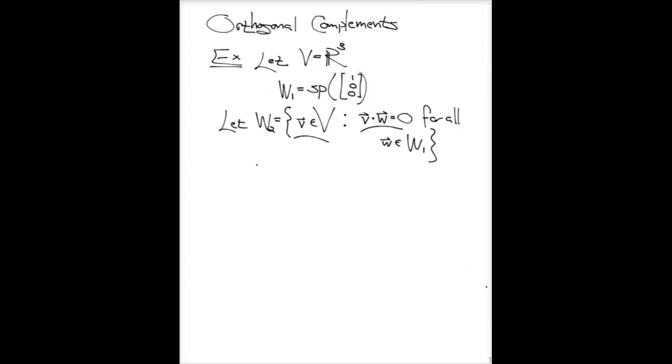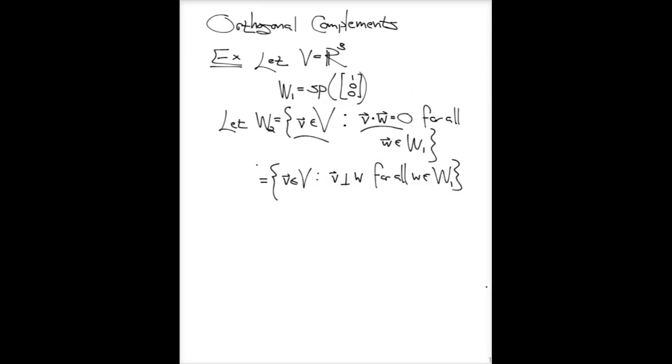Now let's remember, in R3 the dot product has this special geometric property that two non-zero vectors have a dot product of 0 if and only if those vectors are orthogonal. So we can also think of W2 as the set of vectors which are orthogonal to every vector in W1. So we can write it as this.